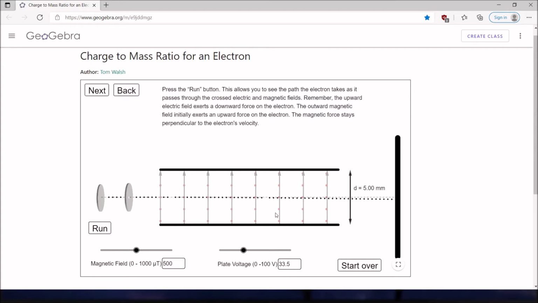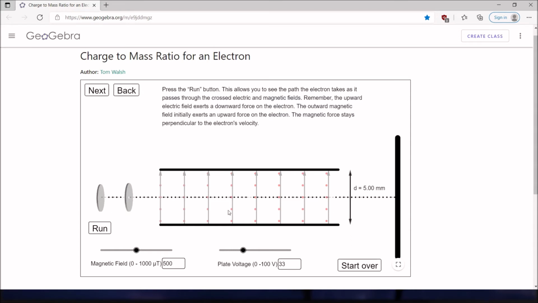Okay, so as you can see here, around about 33 volts and a magnetic field of about 500 microteslas, we can make the force of the magnetic field equal to the force contributed by the electric field. Once that happens, the beam goes directly across here.